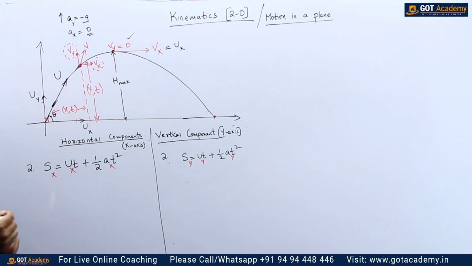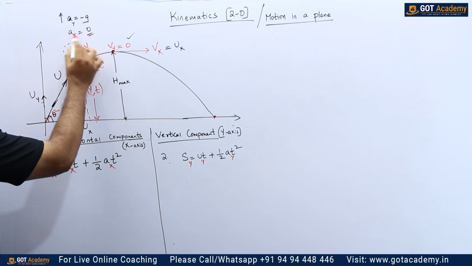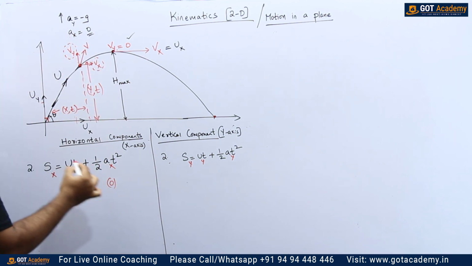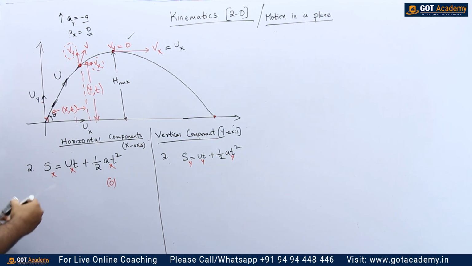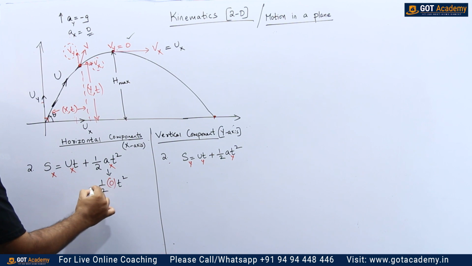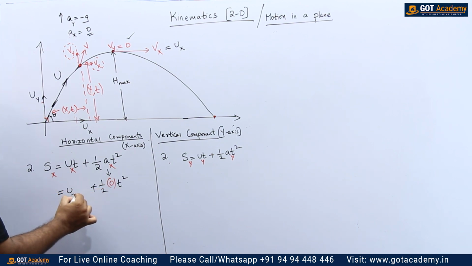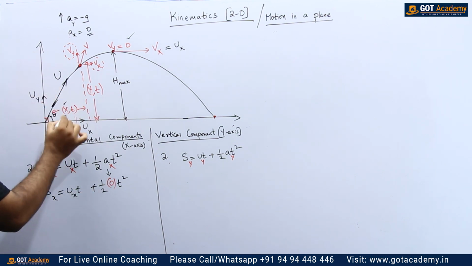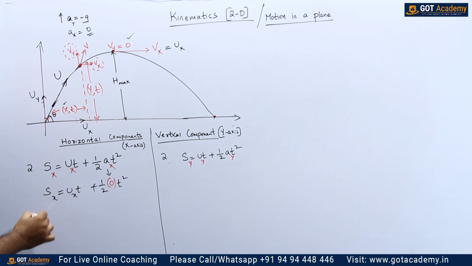Clear? As I mentioned earlier, acceleration along the x-axis is 0. So this particular value is 0 into t square. The remaining part is the distance along the x-axis, equal to ux into t. As I mentioned, along the x-axis it must be x, so this must be x is equal to ux into t.